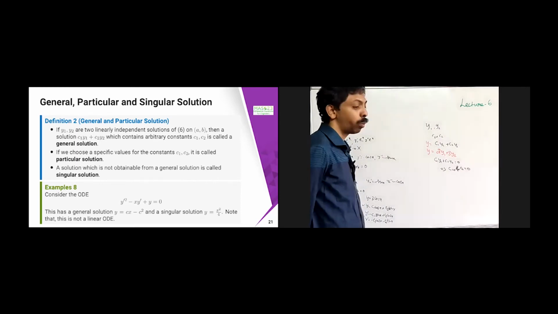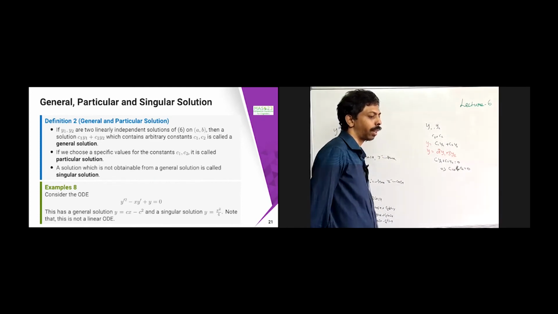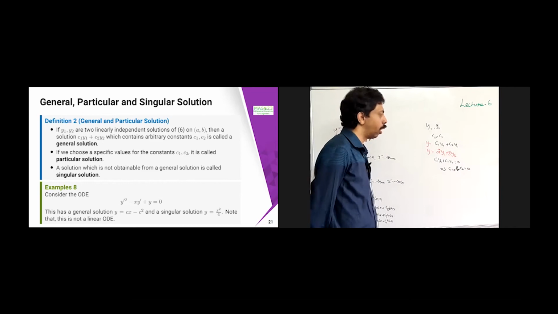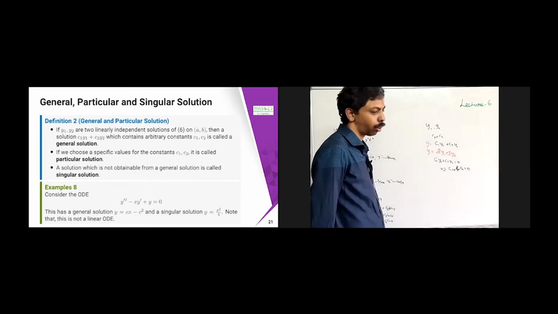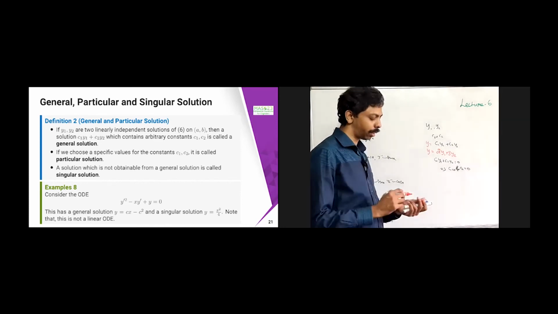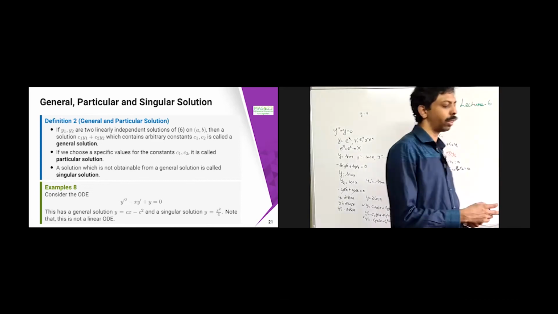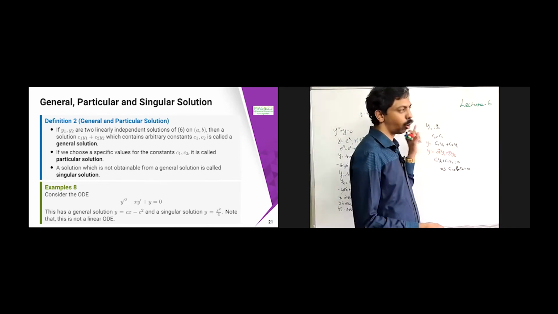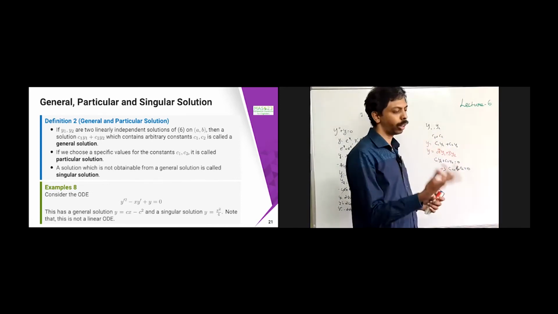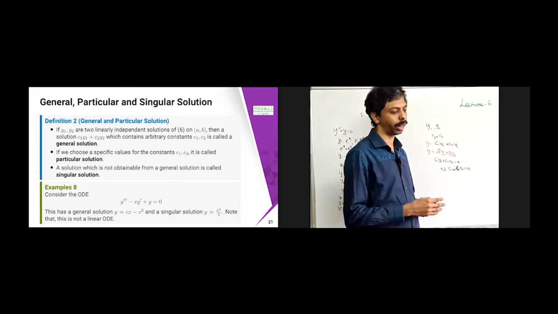Suppose you obtain one more solution, something called a singular solution, which is not obtained from this general solution. We cannot obtain it from the general solution. That is called a singular solution. For example, you can consider the following ODE. It is a non-linear ODE, so it is possible. For a linear homogeneous ODE, you are going to get only the general solution format. We are not going to get any singular solution.